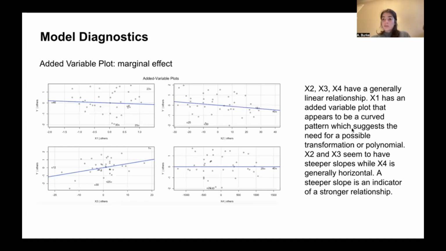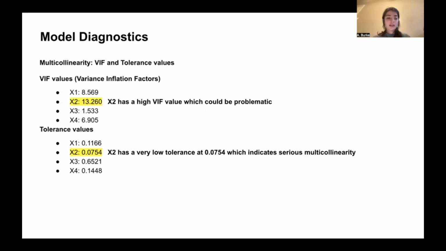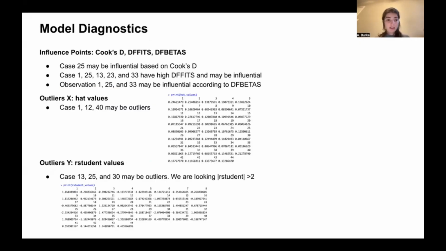After we cleared those, we performed some more advanced model diagnostics, such as the added variable plot, in order to display marginal effect, as well as multicollinearity through VIF and tolerance values. Through both of these diagnostics, we were able to see that X2 may be problematic in terms of multicollinearity.